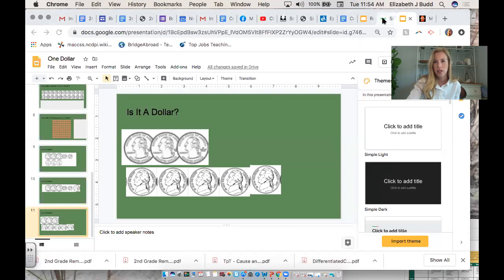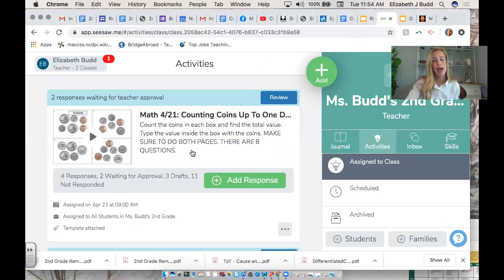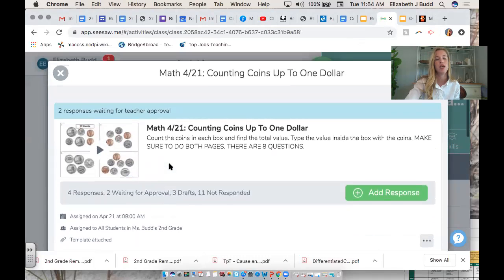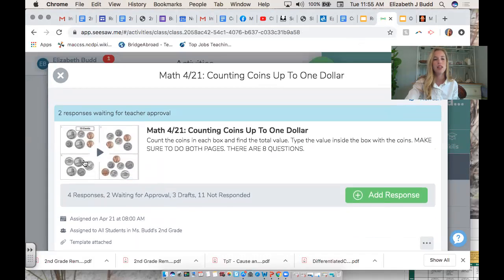All right, so for math, you're going to be counting coins up to $1. Please note that there are 8 problems or 2 pages. Do not just do the first page. There are 2 pages in this assignment. You're going to just type in the value of the coins after you count them and then submit once you've done all 8 of them.